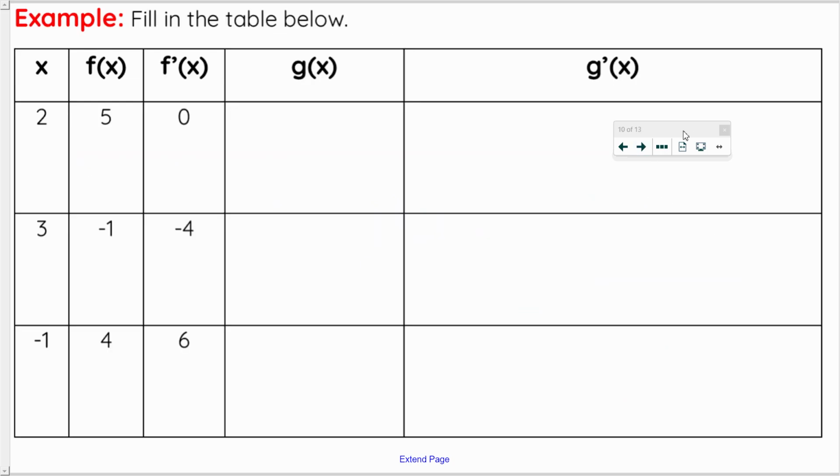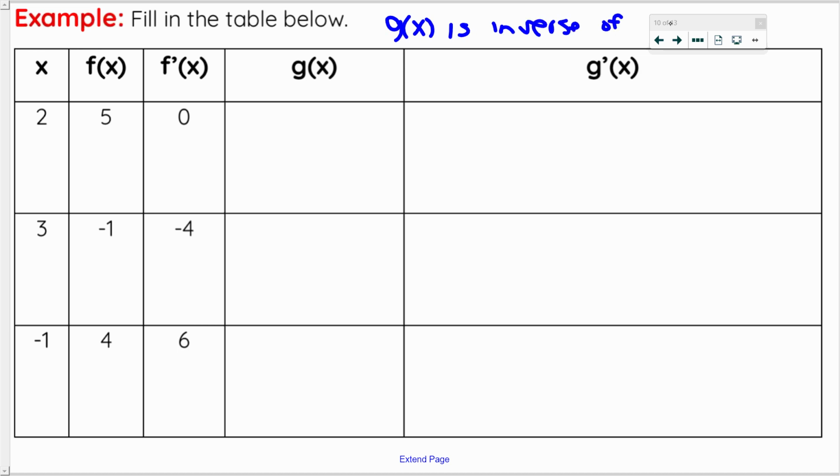Okay, let's try another one here. We're going to fill in the table here. So we're given f of x values, f prime values, the derivative. We want to come up with g of x and g prime of x. And g of x is going to be the inverse of f of x.